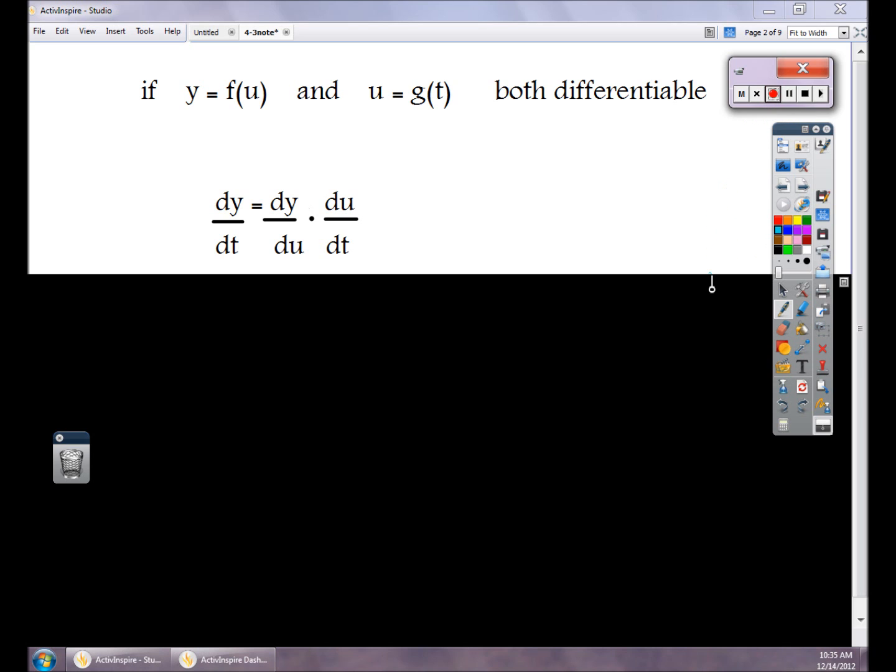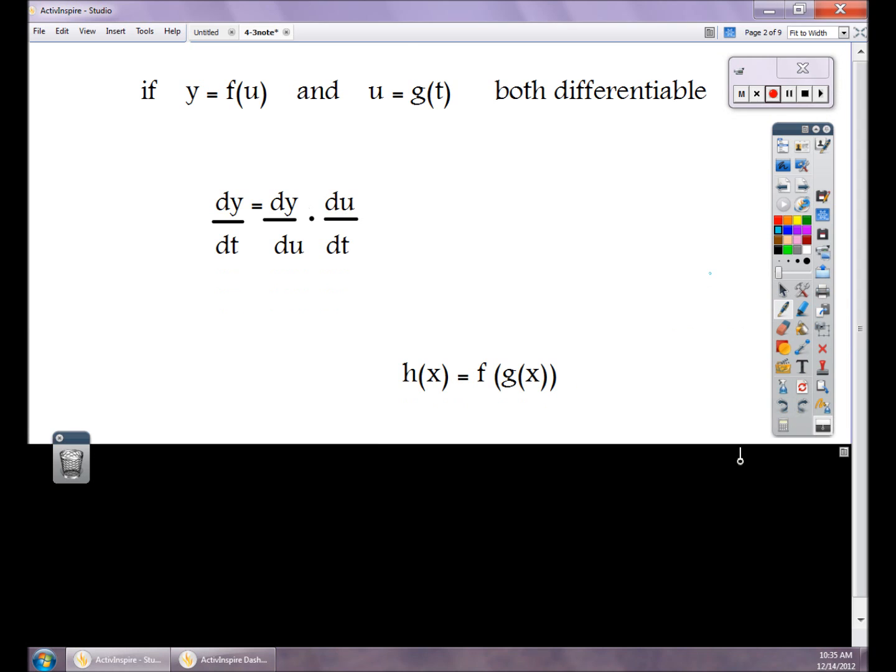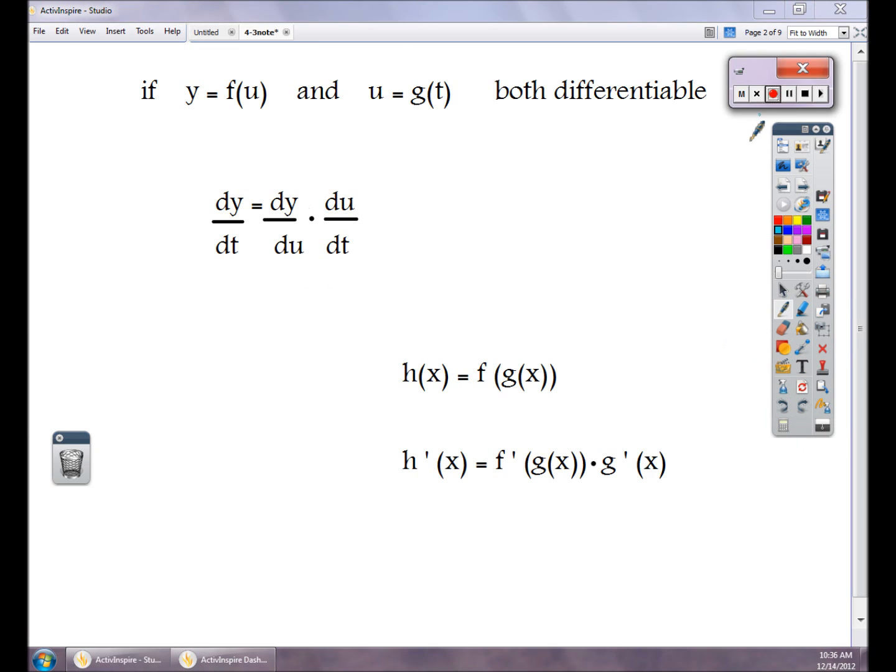If the Leibniz notation is a little confusing for you, I could give it to you in function notation. Let's say h of x is the function that I'm going to take the derivative of. It's made of f of g of x. I'm going to have to take the derivative of the function on the inside, g of x, and then multiply that by the derivative of the overall function, the f of g of x. Let me show you a few examples to clarify.